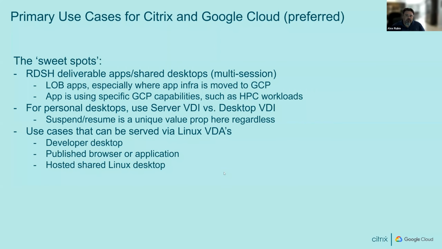So what are some of the primary use cases that are really helpful for Citrix in Google Cloud? Some, what we call the sweet spots. Anything that's remote desktop, delivered apps and shared desktop mode, multi-session, is really popular. Anything with line of business apps where your app infrastructure has already been moved to GCP, where you want the best performance and want to deliver those apps and desktops from Google Cloud. So those are big areas.